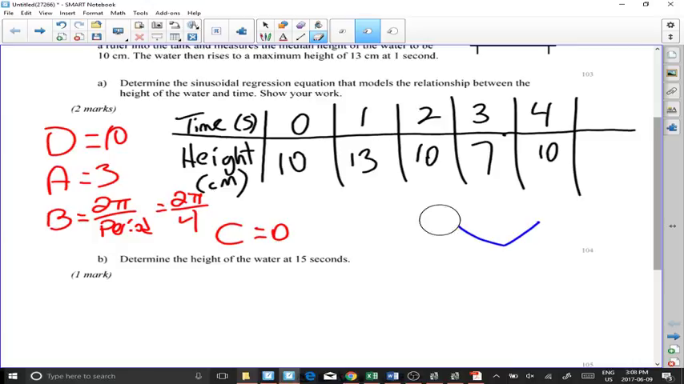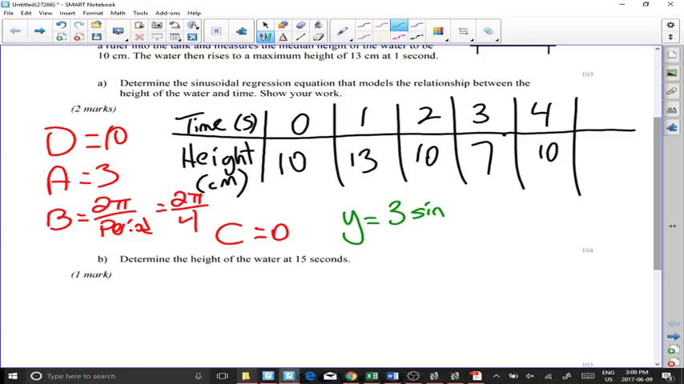So again, without even touching regression, the equation for this formula is going to be 3 sine pi over 2, if you want to write it like that, x plus 10. And we didn't even have to use the graphing calculator to come up with that equation. But again, I'm going to state the obvious. If you find this confusing, then use the graphing calculator. Let it do the hard work.